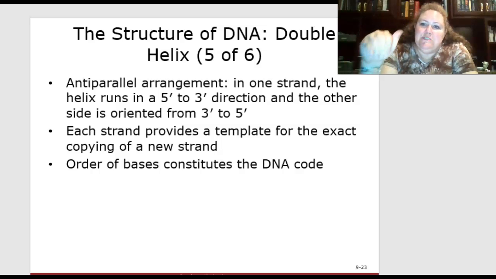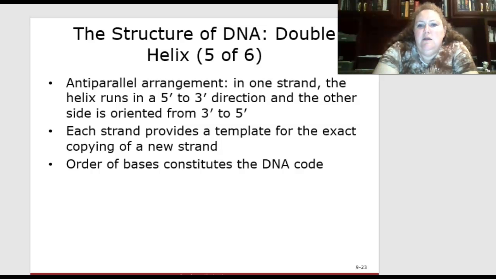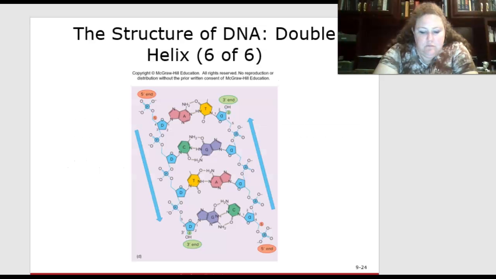And since it's complementary and anti-parallel, that means that the bottom strand then is going to look like it's going from 3 to 5. So each strand provides a template for the exact copying of a new strand. And the order of bases constitutes the DNA code. And so this would be, again, still in figure 9.6. And this is the twisted ladder model. And this depicts how the complementary nitrogen bases, which are the blue bars on the side, pair with each other across the center of the molecule.